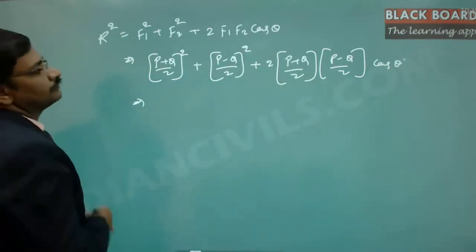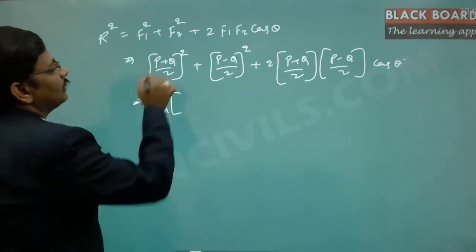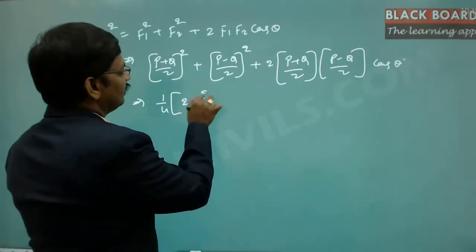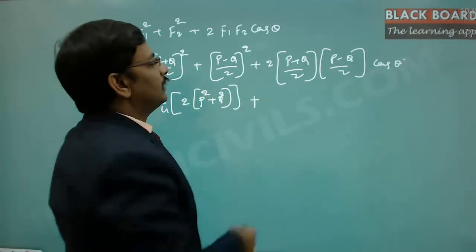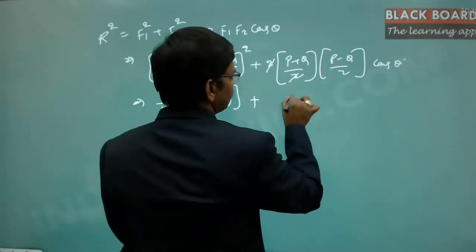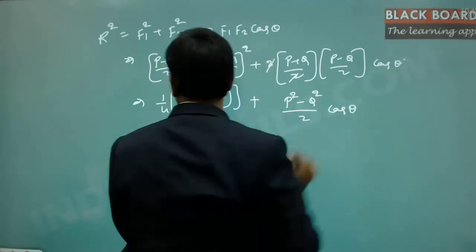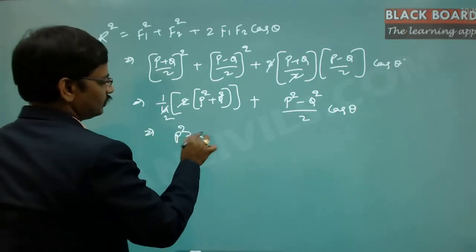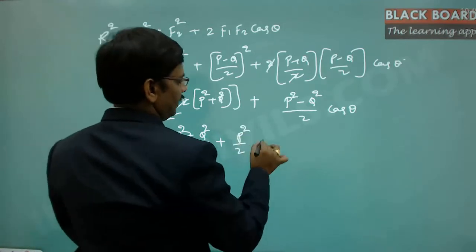So 1 by 4 you can take out, and then P plus Q whole square plus P minus Q whole square, so 2 times P square plus Q square, plus here this 2 will cancel, and P plus Q into P minus Q is P square minus Q square by 2 cos theta. So even here also 2. So this is P square plus Q square by 2 plus P square minus Q square by 2 cos theta.